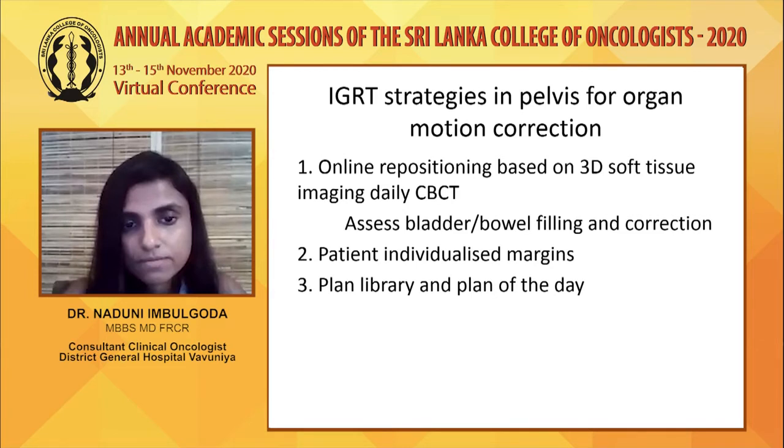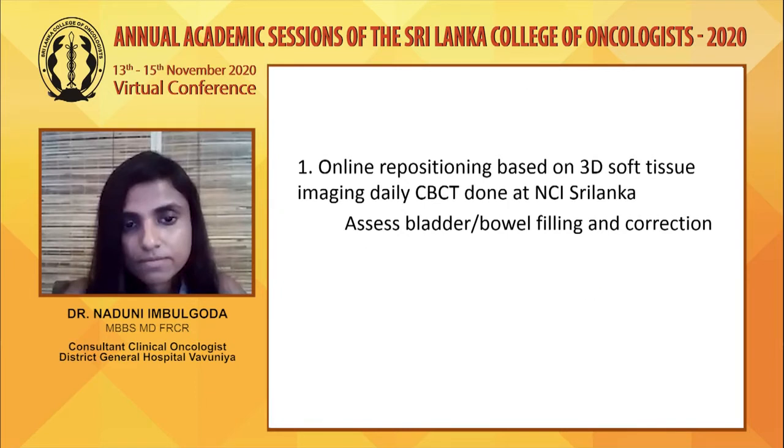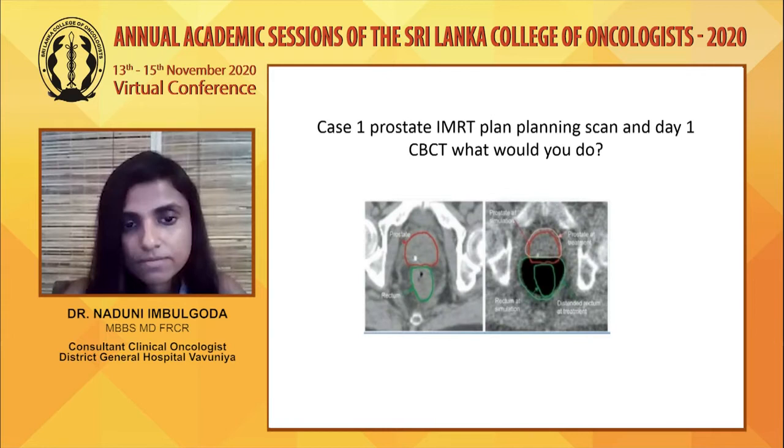Now, some other things we can do is individualize patient margins, and plan library and plan of the day. First one, which is online repositioning based on 3D soft tissue imaging, daily cone beam CT. So this is one of those cases. I brought a few cases for you just to make it interesting. So this is a pelvic IMRT plan on day 1. This is the planning scan, and this is the cone beam CT. It's a bit blurry. So what do you see here, and what would you do?